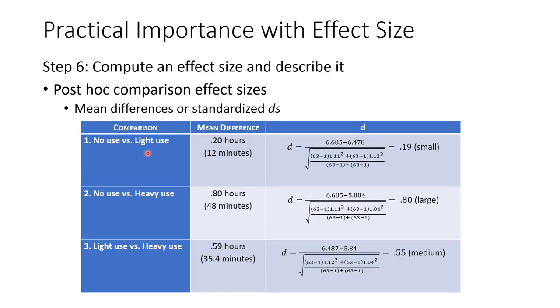So we find the difference between the two conditions, which is 0.2 hours, and then we're dividing that by the denominator, of course, and then we get an effect of 0.19, which is a small effect. Again, something close to 0.2 is small, something close to 0.8 is large, something close to 0.5 is medium. So we can see that the three comparisons that we have here, we have one of each. We have no use, light use was a small effect. Again, previously we found that this difference could very well have been due to sampling error. We didn't have compelling evidence that this is not sampling error.